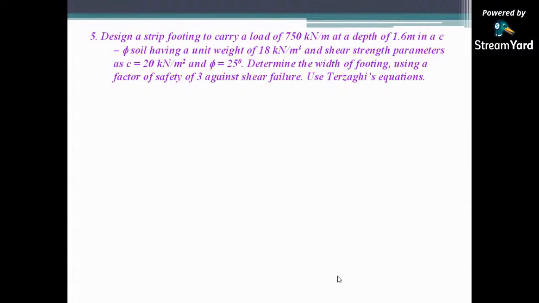Good morning, class. Today we are going to learn about the numericals of shallow foundation and plate load test. So, the fifth numerical is coming here.